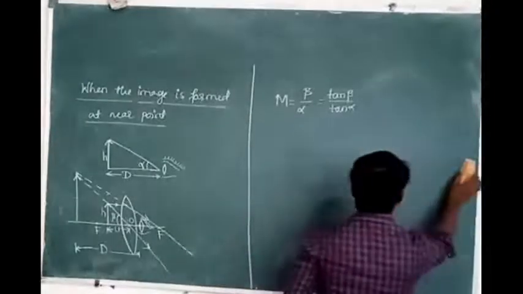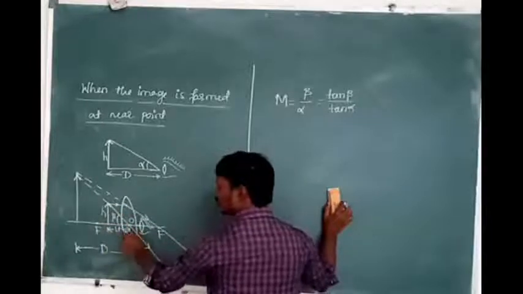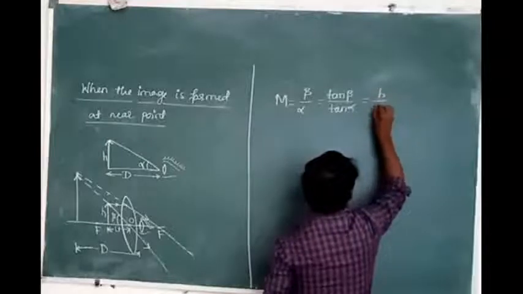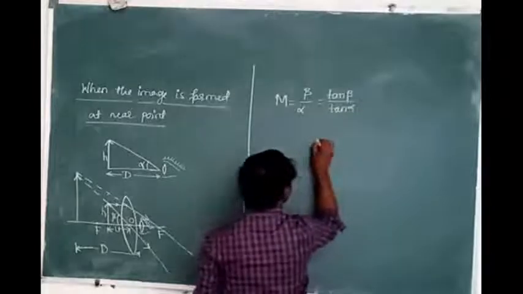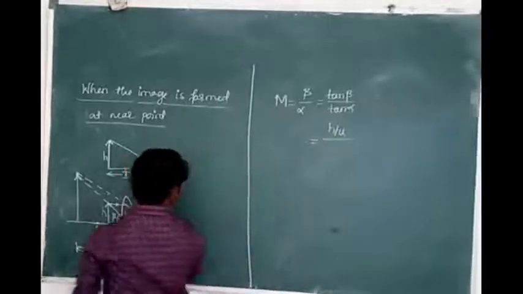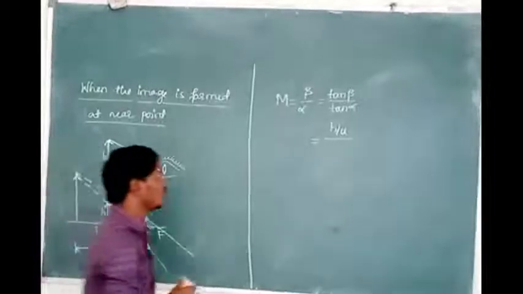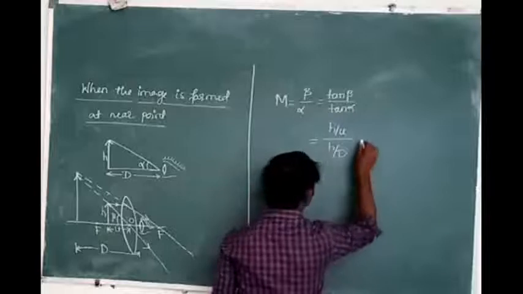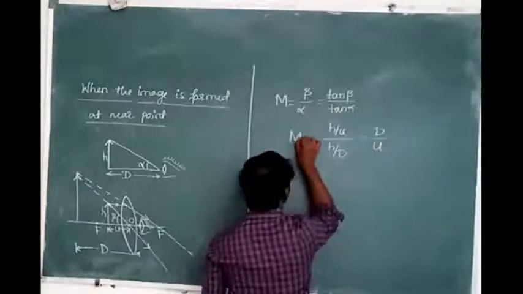Then what about tan beta from this diagram? Tan beta is opposite side divided by adjacent side, that is h by u. And what about tan alpha from this diagram? Again opposite side divided by adjacent side, that is h by D. Then h gets cancelled. That is D by u. So it is the magnification.